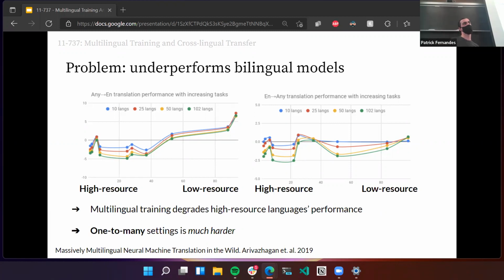And if your goal is to have a single model for everything, this is bad, because you're probably going to be serving those high resource languages more anyway. And this is particularly bad for the one-to-many setting, so the case where you have a single language and you're decoding to many languages. Because as you can see, for any-to-English, at least the low resource languages have much better performance than the bilingual model. But on English-to-any, even that is questionable at some point. So there seems to be a case where it underperforms bilingual models, and the one-to-many setting is much harder.